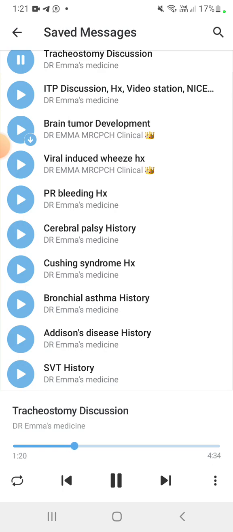tracheostomy. The indications of tracheostomy are: number 1, subglottic stenosis; number 2, trauma like road traffic accident; number 3, neuromuscular weakness like GBS. Number 4, prolonged intubation. Number 5, severe gastroesophageal reflux disease. Number 6, severe sleep apnea. Number 7, irradiation. Number 8, upper airway obstruction. And number 9, congenital airway problem.